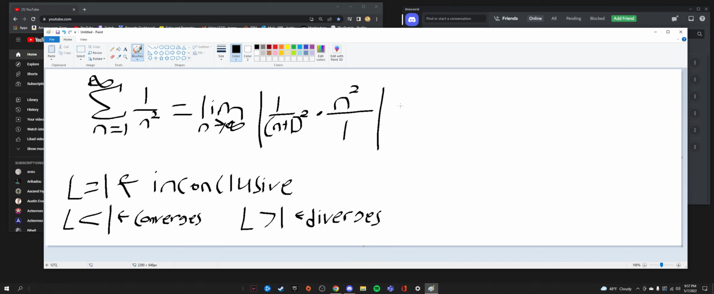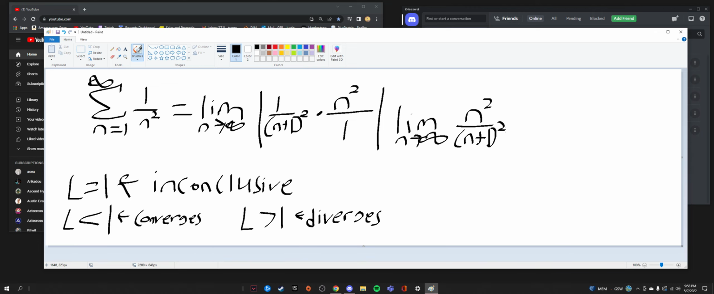Now, we would get the limit as n approaches infinity. That's like half infinity, that's just 0. Infinity of n squared over n plus 1 squared.